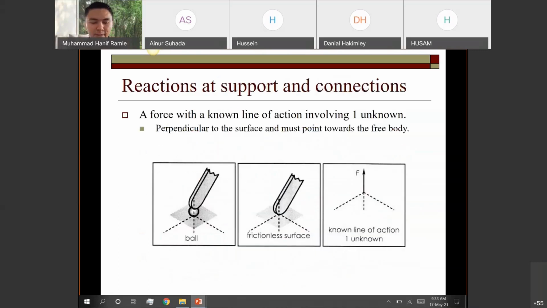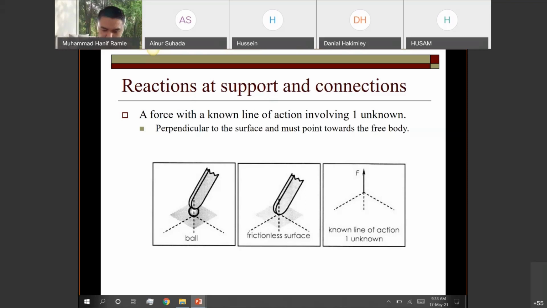Let's continue. This is the thing that you will learn: support reactions and connections. A force with a known line of action involves only one unknown. As I said in the previous slide, better not to memorize, better to understand. You have to understand the system, not memorize the reactions. No need to memorize. I don't memorize, I understand. In order to determine the reaction, you have to understand the system.